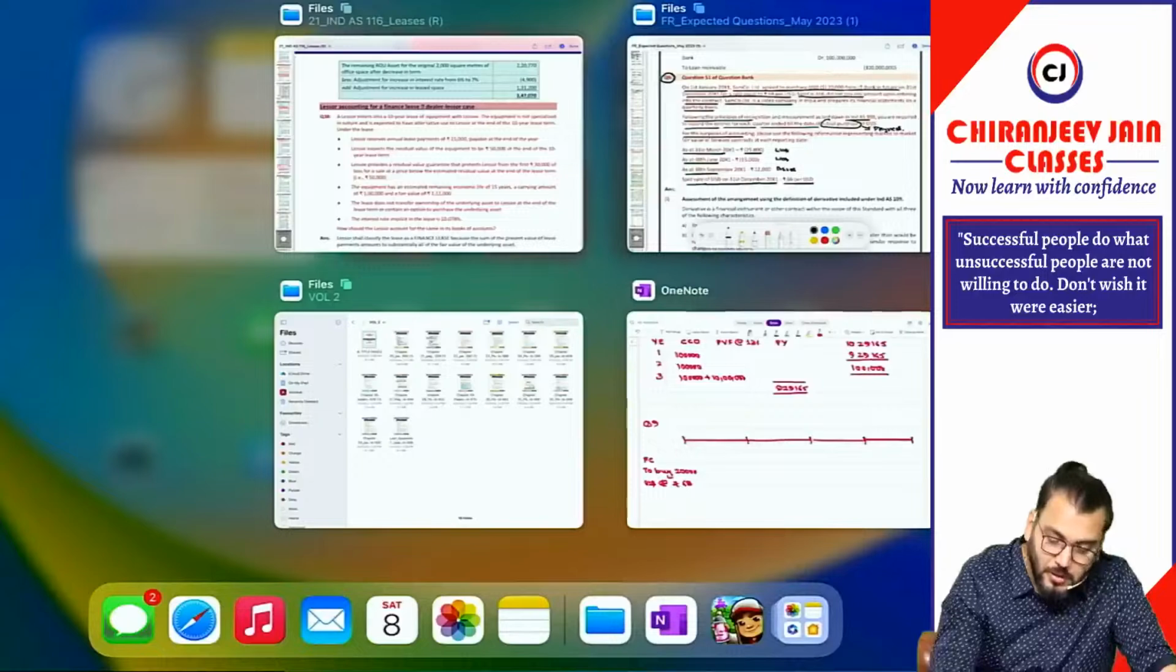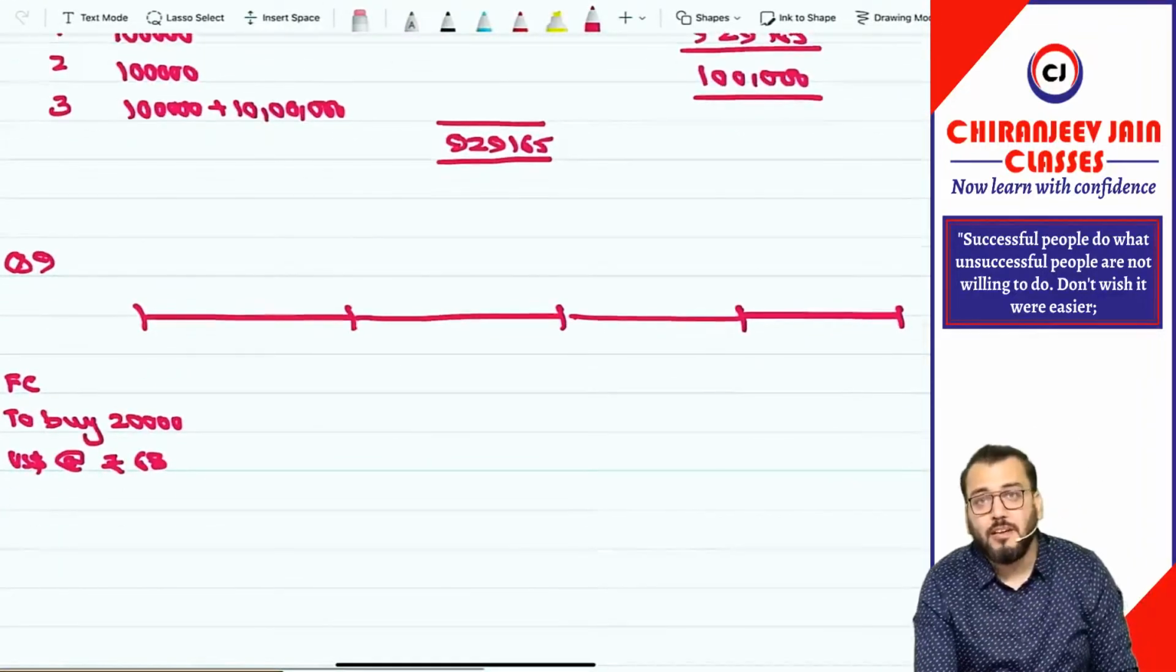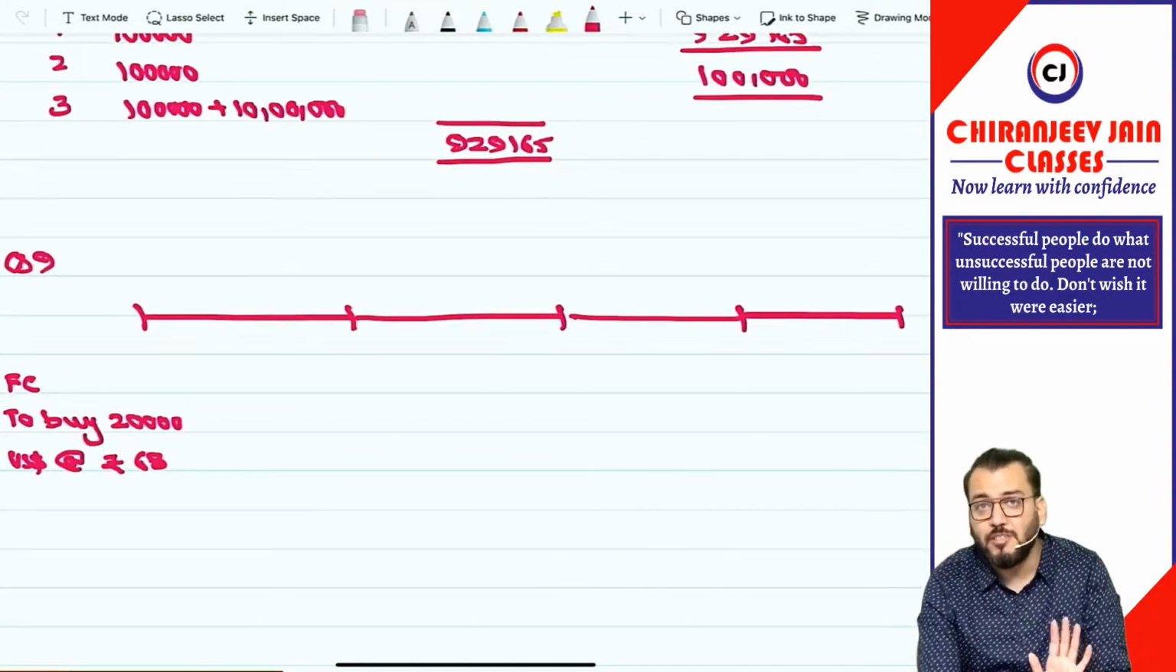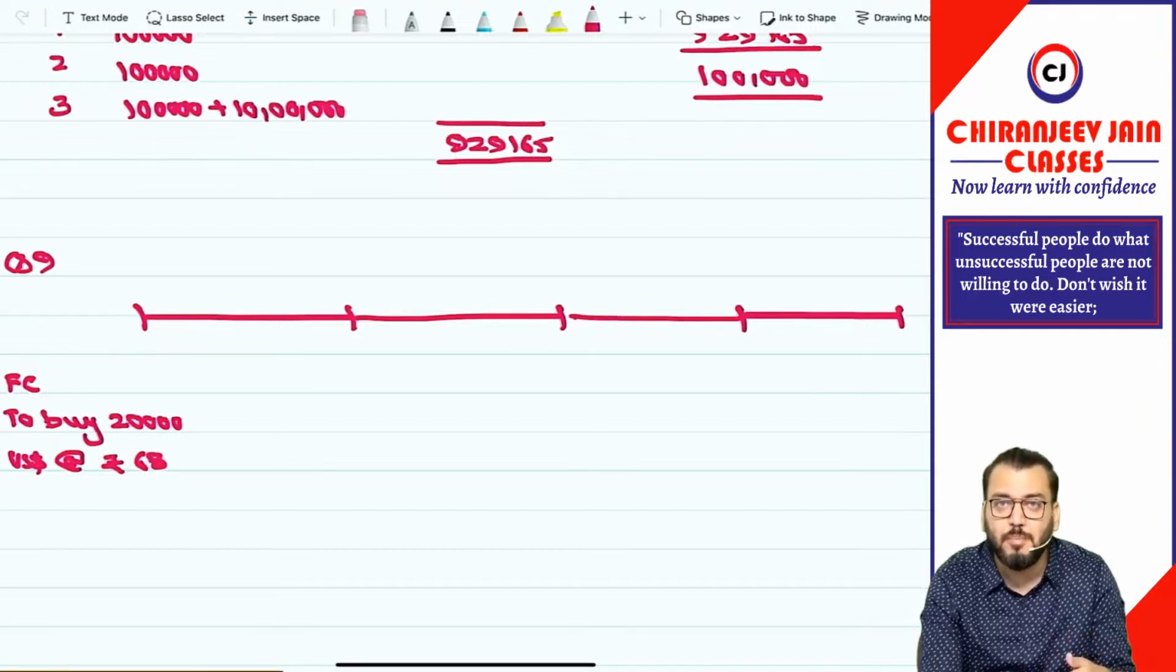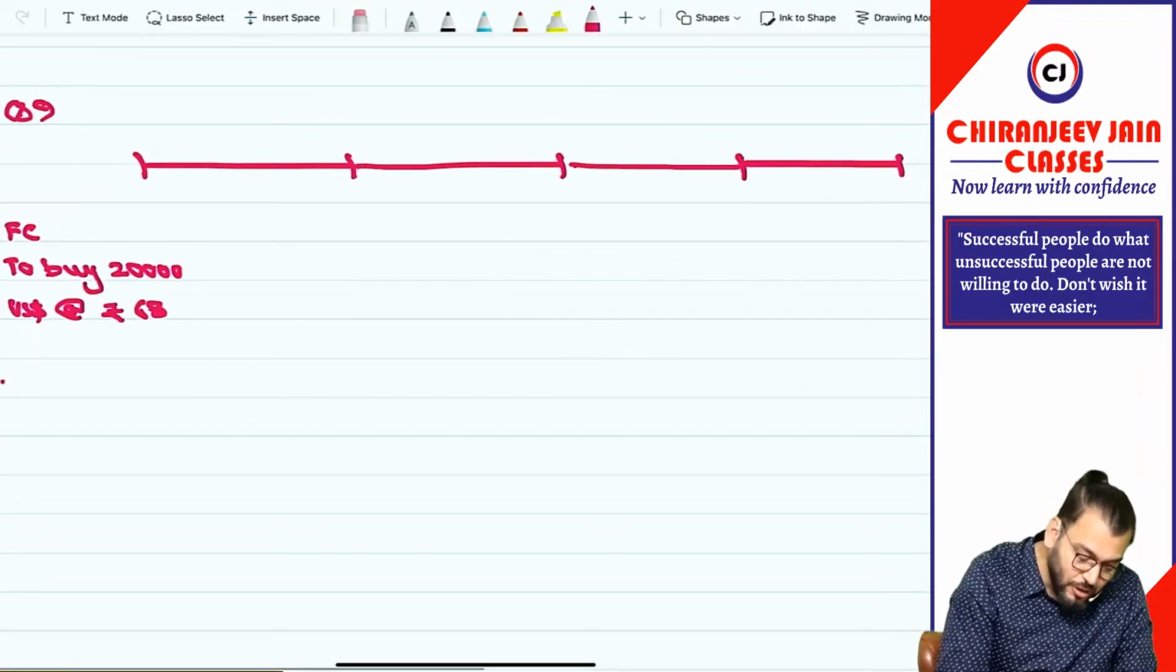So it is a derivative contract which is not held for the purpose of hedging. If it is held for the purpose of hedging, then we need to apply hedge accounting. But if it is not held for the purpose of hedging, it means it is held for the purpose of trading. Correct. So we need to find out the fair value of the forward contract. So initially it is nil.